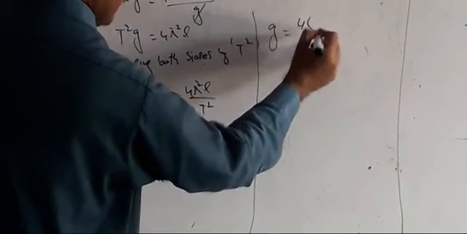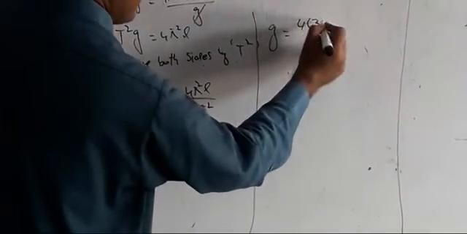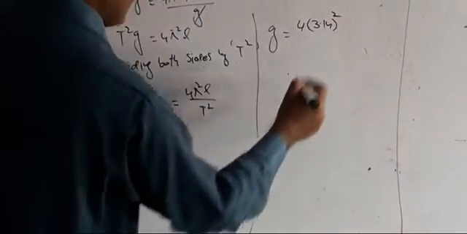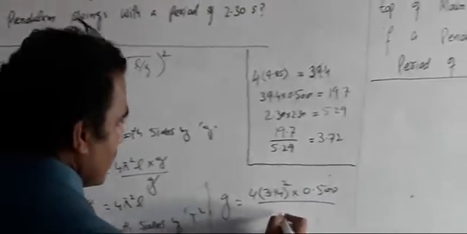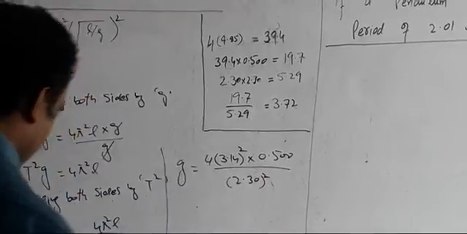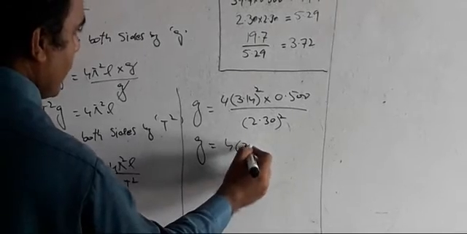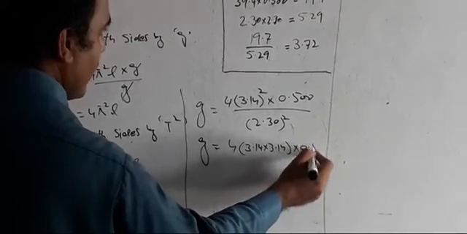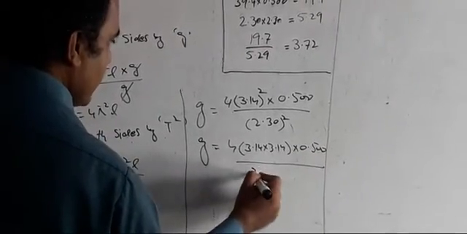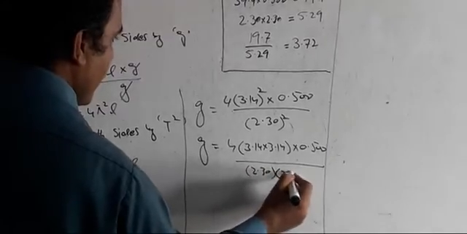So I will write that g is equal to 4 pi square. The value for pi is 3.14 whole square, while the value for length is in the data, which is 0.500, divided by the value of time period, 2.30 with a square on it, as there is square involved. So g will be equal to 4, while 3.14 square means 3.14 multiply 3.14, and multiply 0.500 divided by, this means that 2.30 into 2.30.